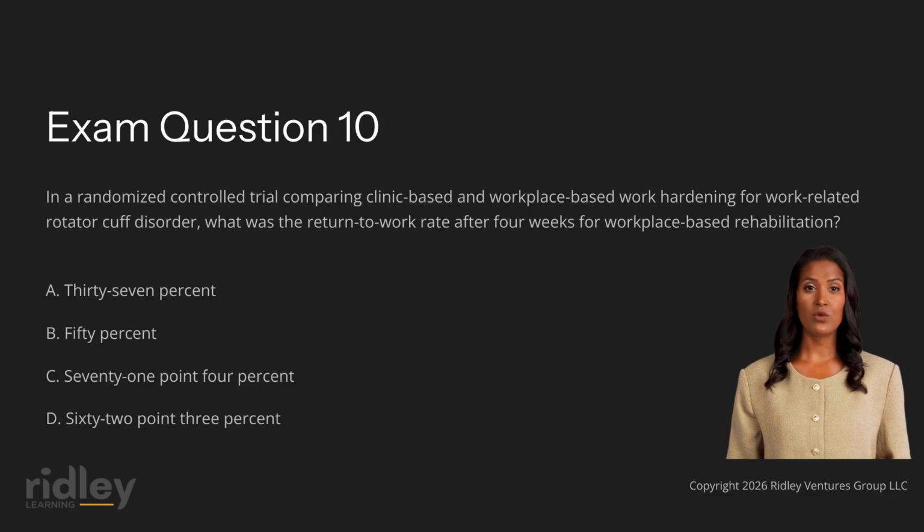Rationale. A randomized controlled trial showed that workplace-based rehabilitation resulted in a significantly higher return-to-work rate after 4 weeks at 71.4% compared to 37% for clinic-based work hardening, with statistically significant differences in lowering self-reported shoulder problems and improving functional work capabilities. That concludes our exam review.